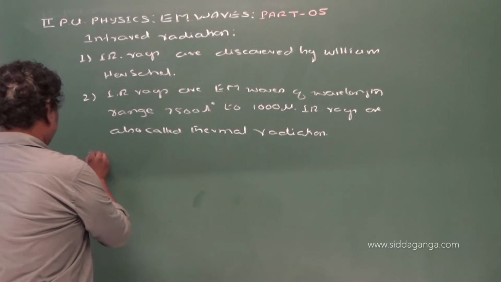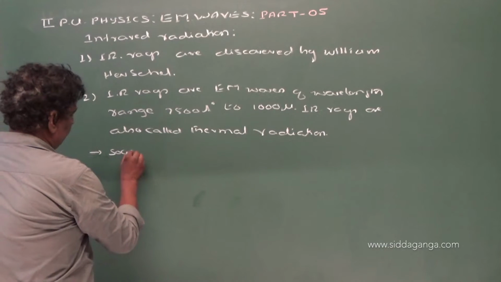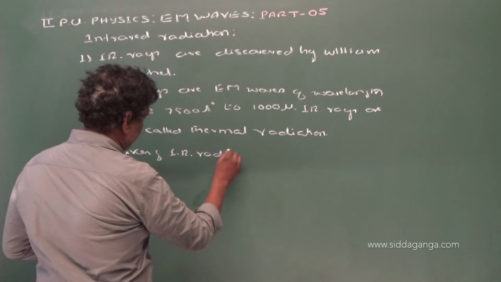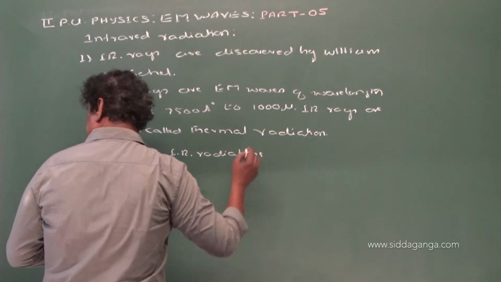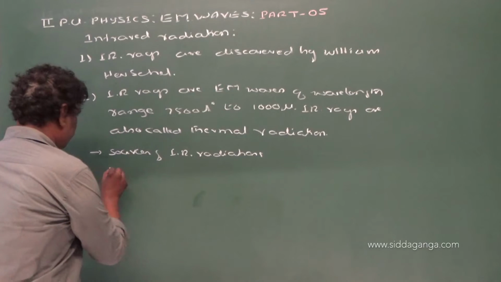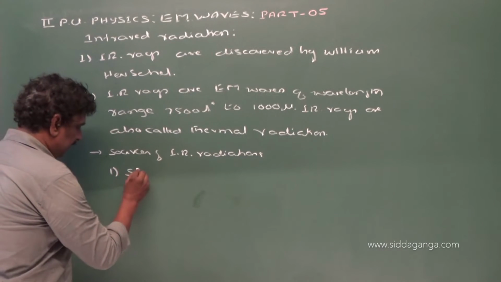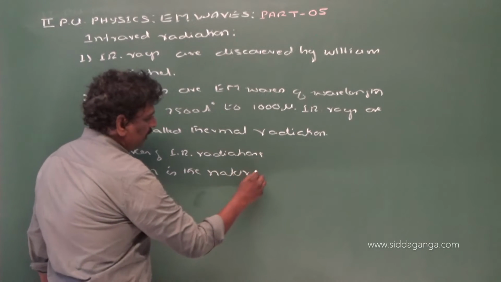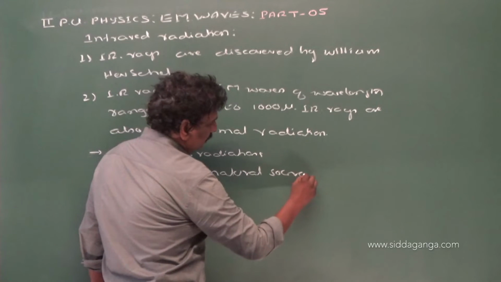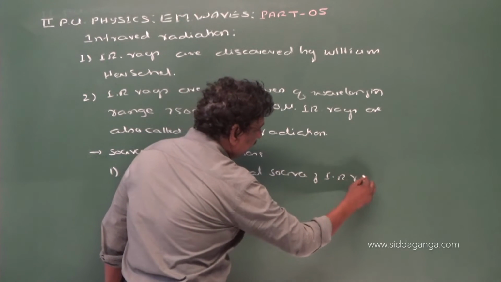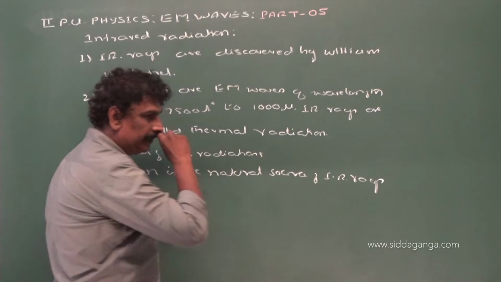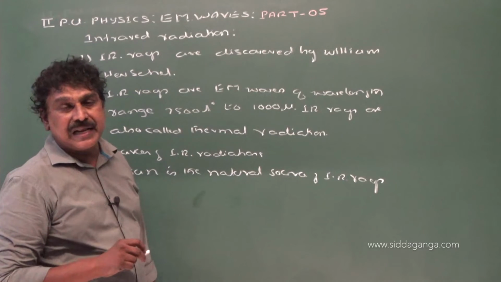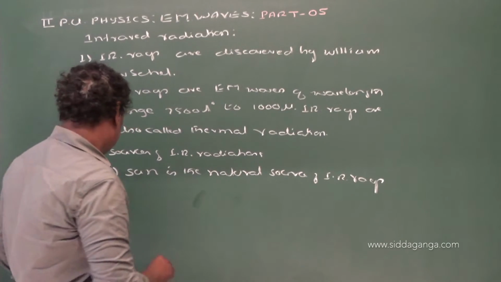Right. Now we'll take sources of infrared radiations. Right. Now sun is the natural source of infrared rays, right? We will obtain ultraviolet rays, visible light and infrared radiation from the sun.